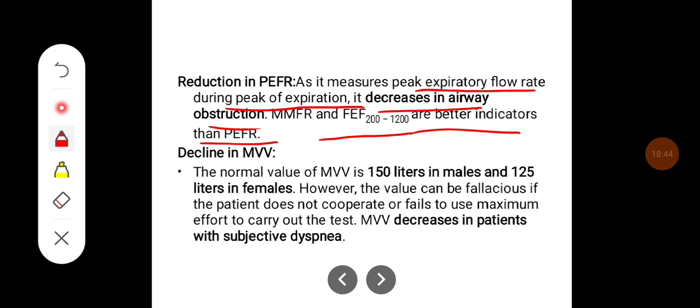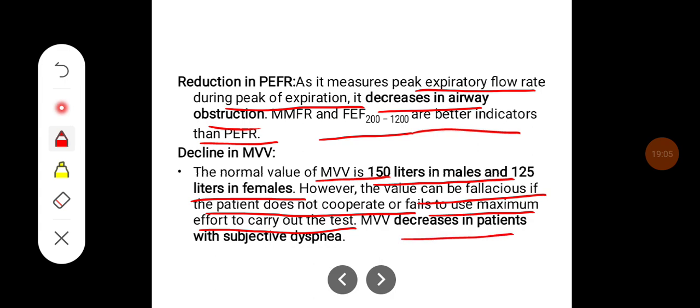Decline in maximal ventilation. The normal value of maximum voluntary ventilation is 150 liters in males and 125 liters in females. However, the value can be fallacious if the patient does not cooperate or fails to use maximum effort to carry out the test. The MVV decreases in patients with subjective dyspnea.